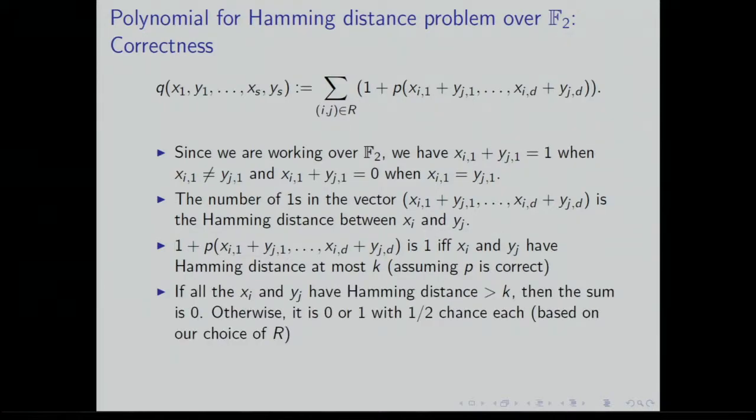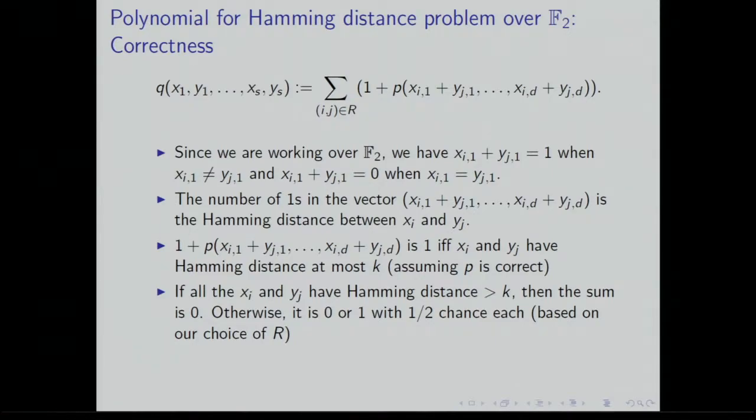So if all of the pairs of an xi and a yj have Hamming distance greater than k, this is the instance where we're supposed to return no for our problem. Then each of these terms is 0, assuming the probabilistic polynomial is correct, and so this is a sum of a bunch of zeros, and it'll always return 0. Meanwhile, if there's at least one pair where the Hamming distance is at most k, then I claim there's a 1/2 chance that this polynomial will output a 1.